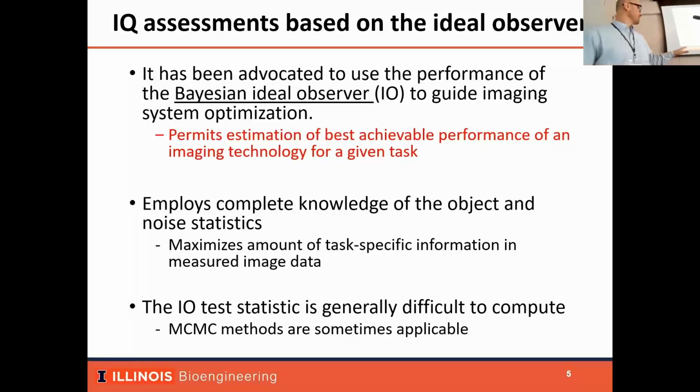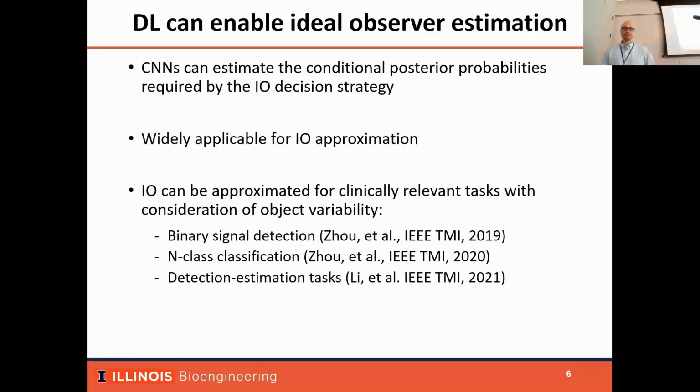Unfortunately, the ideal observer is generally very difficult to compute. It uses the likelihood ratio to form the test statistic. It's very nonlinear in general. MCMC methods are sometimes applicable, but they're also limited and challenging to implement. Fortunately, deep learning can come to the rescue here. Deep learning is a convenient tool, specifically CNNs, for approximating the ideal observer for signal detection tasks. They can be widely applicable. You can consider background variability and different noise sources. It's a very, very general framework.